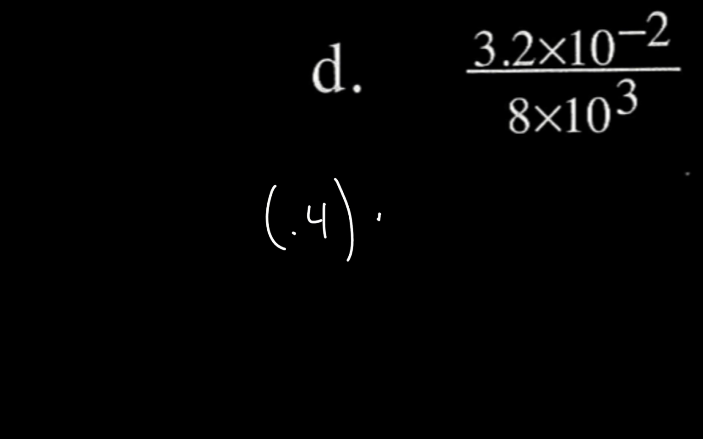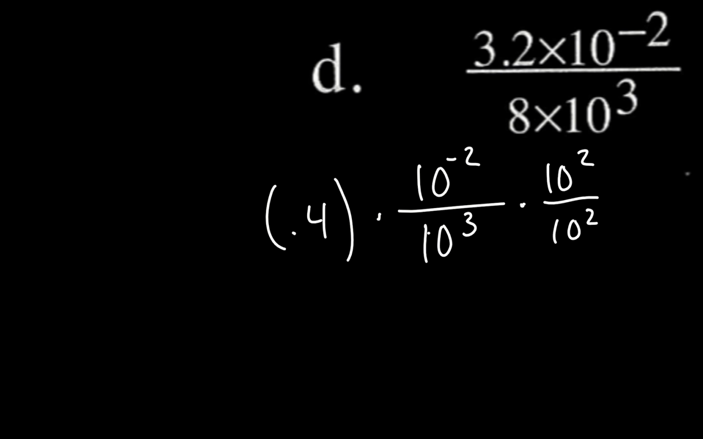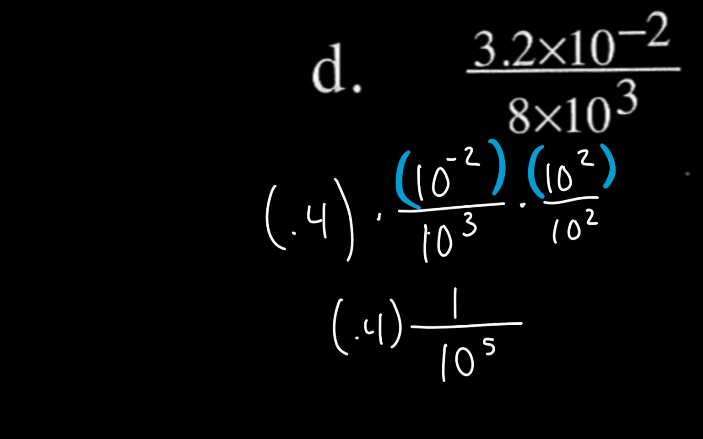And then I still have this numerator with 10 to the negative second and a denominator with 10 to the third power. But I can neutralize this negative exponent in my numerator by multiplying by 10 squared over 10 squared. Again, these two things, 10 to the negative second times 10 to the second, is equal to 10 to the 0, which is equal to 1. So I end up with a 1 in that numerator, and I've got 10 to the 5th power below, and I've got this 0.4 here times that.